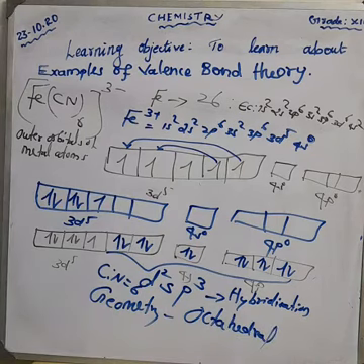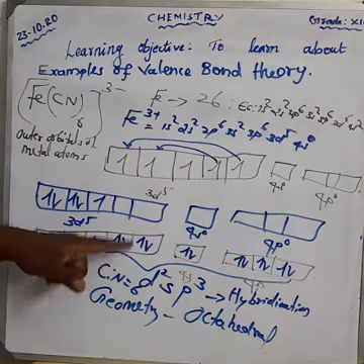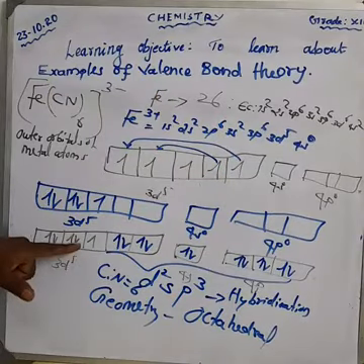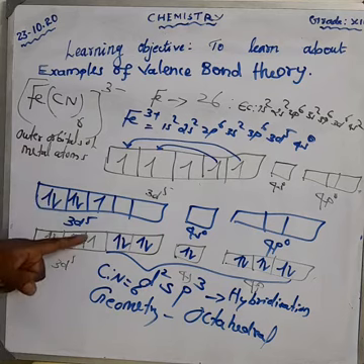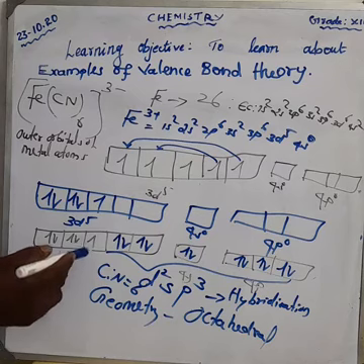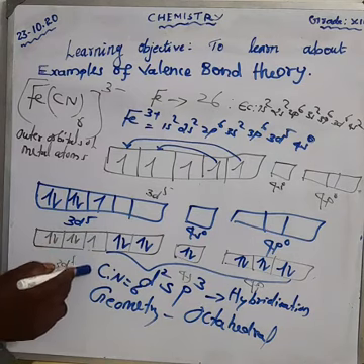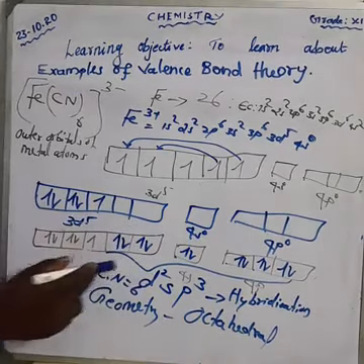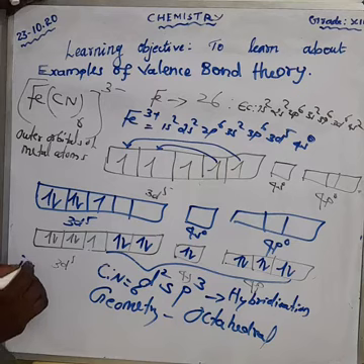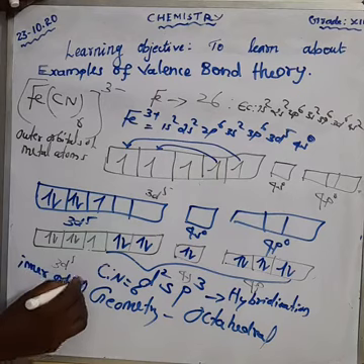Here, one of the important points: in this complex, the inner d orbitals are involved in hybridization, and hence the complex is called an inner orbital complex. Inner d orbitals are involved in the hybridization, and hence the complex is called what? Inner orbital complex.